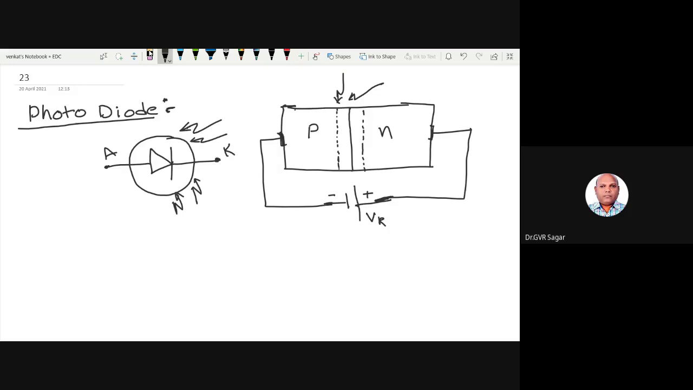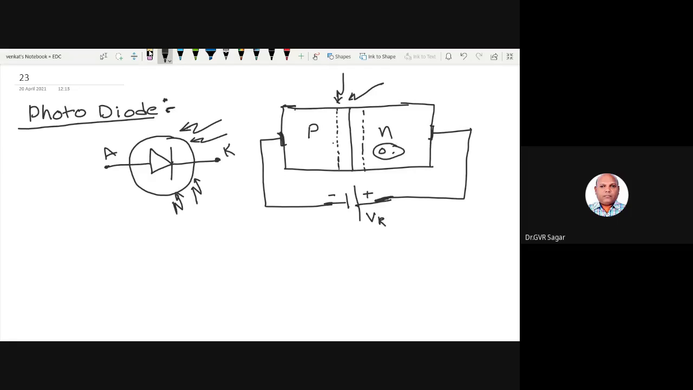When the light ray falls on this, what happens? In reverse bias, more and more minority charge carriers are generated. So when the minority charge carriers are generated, we get electron-hole pairs.